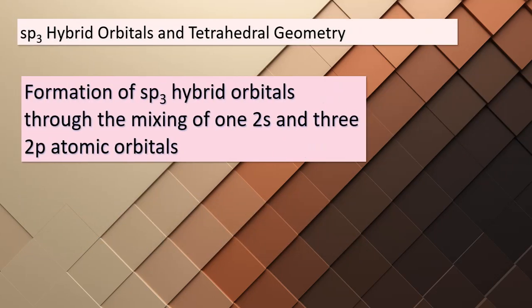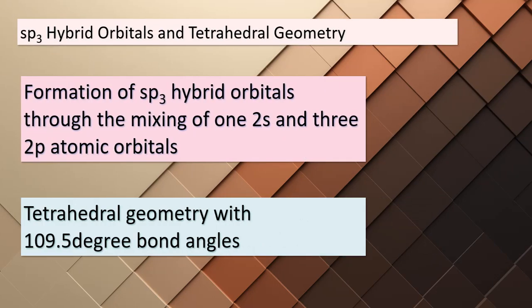Hello again, students. Now, let's journey into the realm of sp3 hybridization. This type of hybridization involves mixing one 2s orbital with three 2p orbitals, resulting in the creation of four equivalent sp3 hybrid orbitals. These hybrid orbitals arrange themselves in a tetrahedral geometry, where the bond angles are approximately 109.5 degrees.